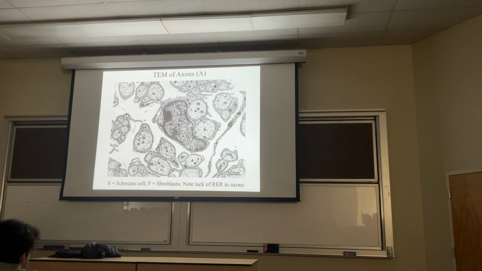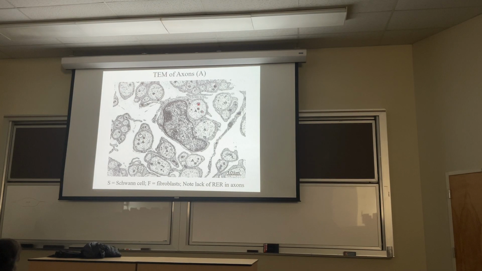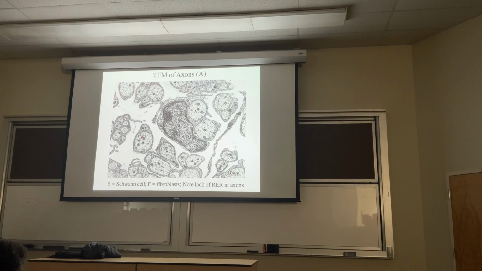In the periphery, the axons are myelinated by Schwann cells. That's a type of neuroglial cell that myelinates in the periphery. In the central nervous system, the oligodendrocytes are the glial cells that myelinate the axons. So here are axons in cross-section. It's interesting to note that we have some mitochondria shown here. And here's an axon with mitochondria. And here's a Schwann cell with its nucleus, and it's myelinating these axons.